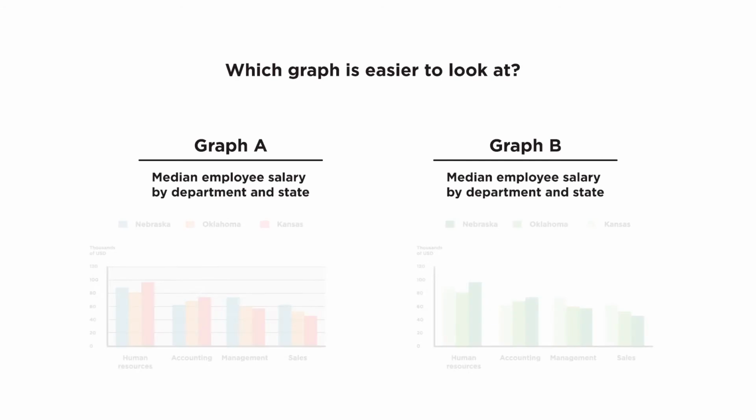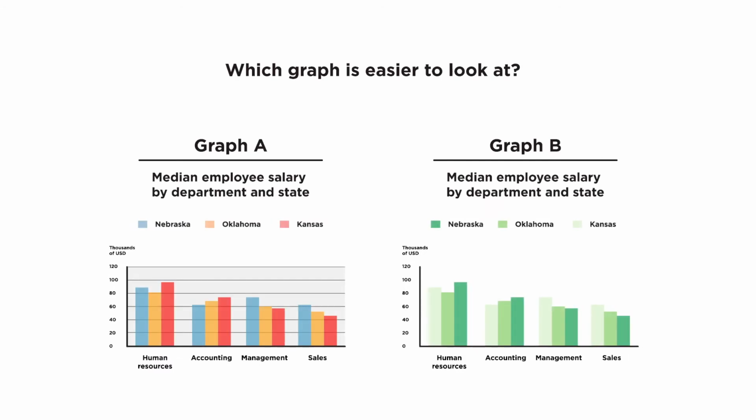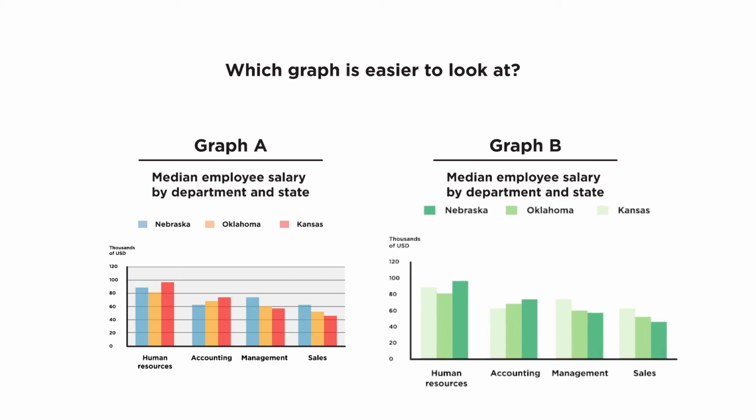Which graph is easier to look at? Well, bright colors are great for making important things stand out, but when they're overused, nothing stands out, and it becomes difficult to focus on the data.